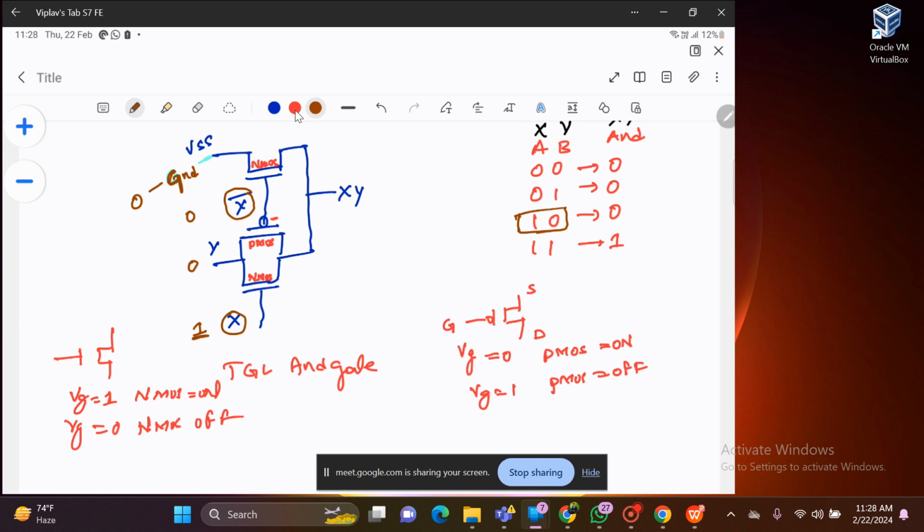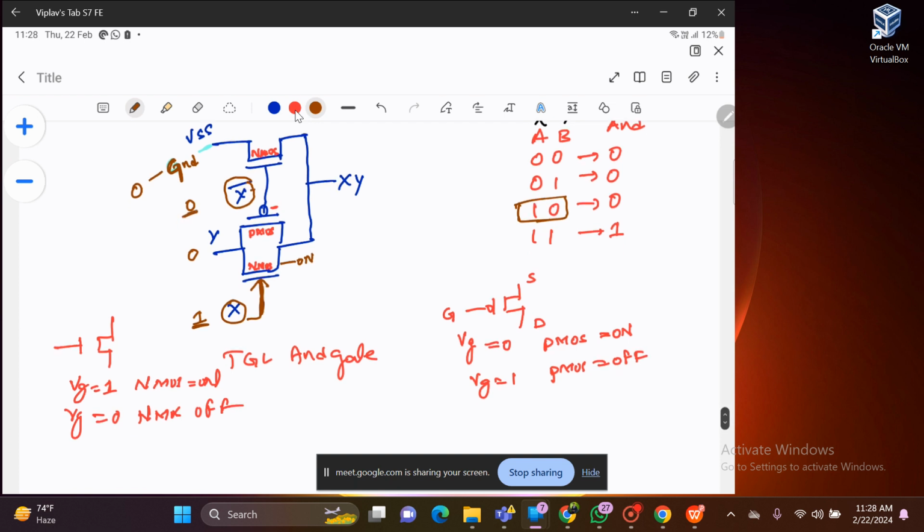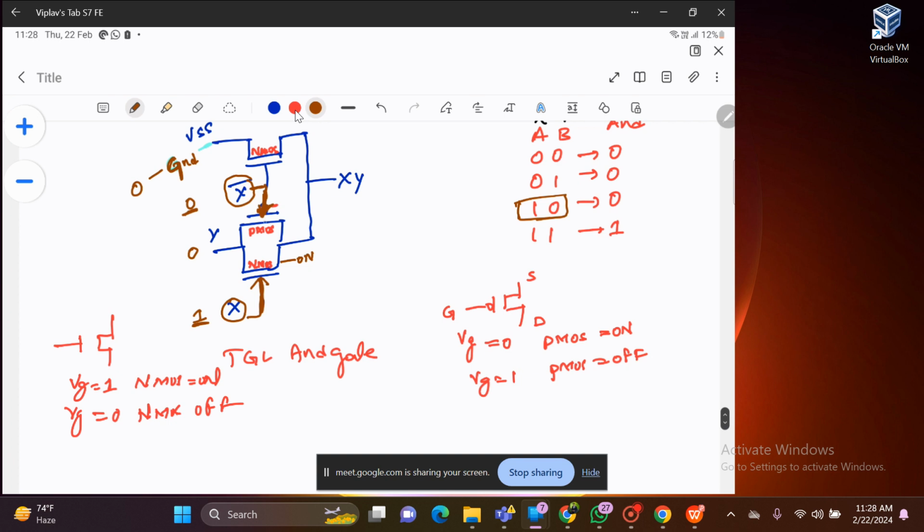So 1 is flowing to the NMOS, okay. In that sense, this NMOS is on. Now this 0 is flowing over here, so 0 is flowing to this PMOS. In that sense, this PMOS is also on. So when both are on, Y is 0, so the Y voltage is flowing to the output, so that's why we get 1 0 is 0.